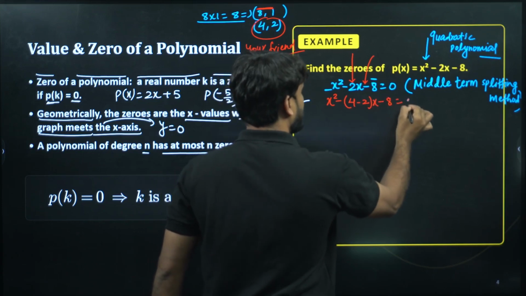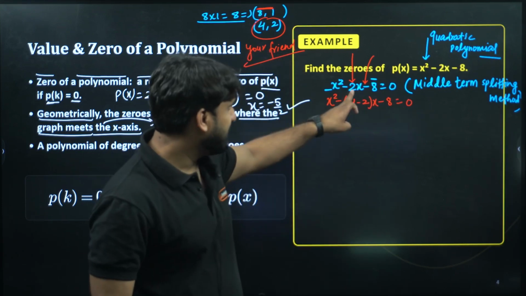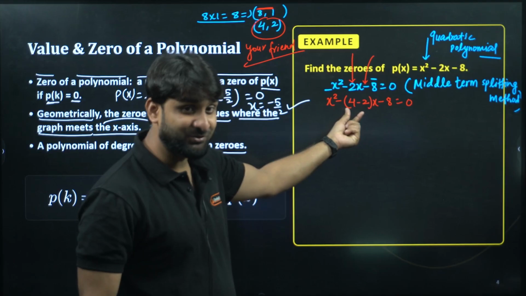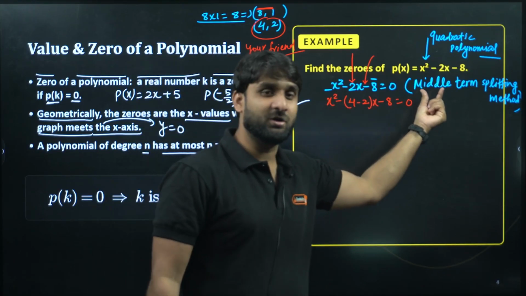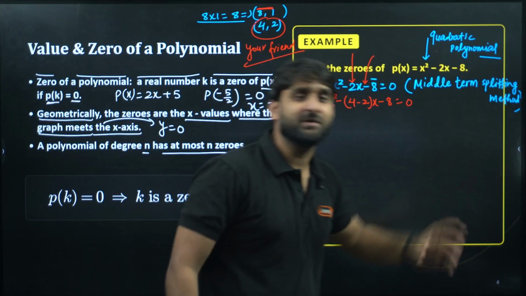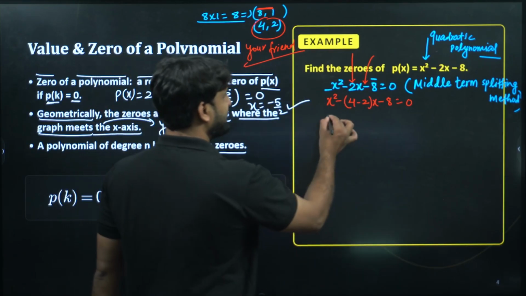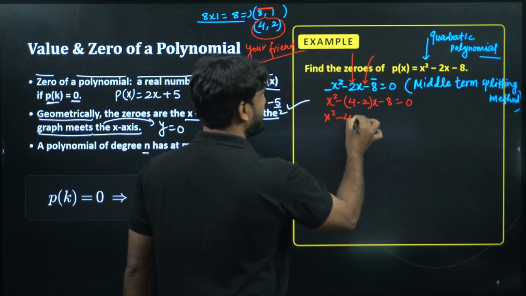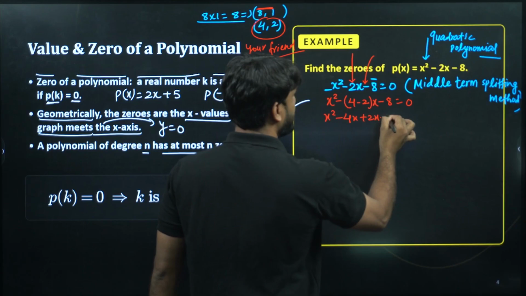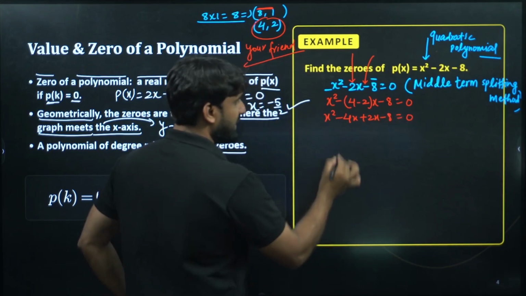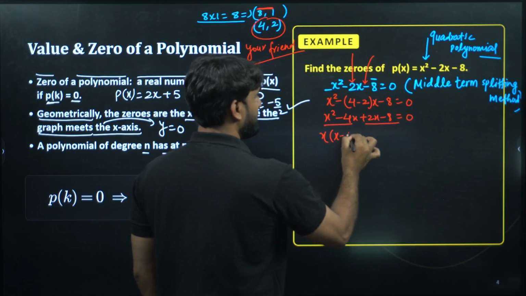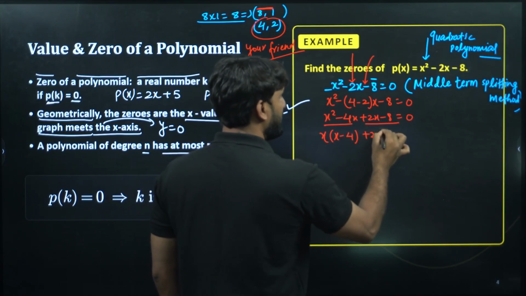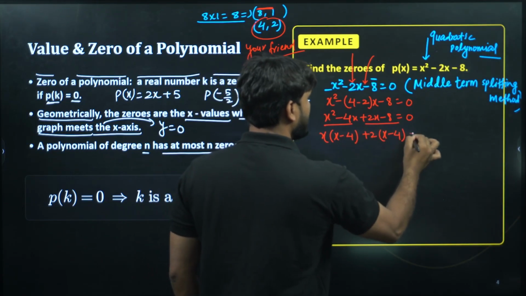Now can you see here? At the place of this 2, we are writing 4 minus 2. So we have split the middle term into 2 parts, and that's why this is called the middle term splitting method. Now open the brackets. So x square minus 4x plus 2x minus 8 is equal to 0. Now make pairs. Can we take x as common? x minus 4. Can we take 2 common? So x minus 4 is equal to 0.